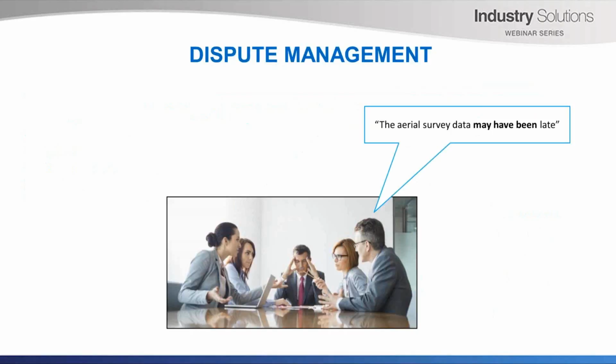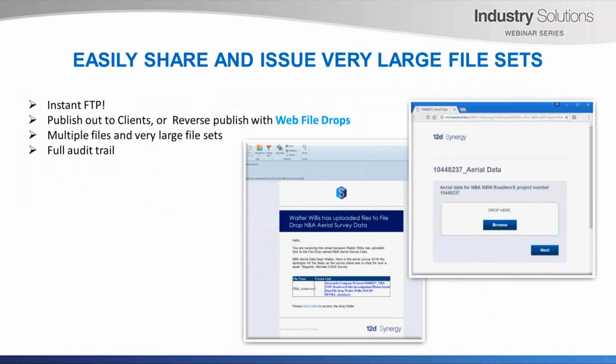Since aerial survey data files can easily be over 10 megabytes, Jacaranda Company uses 12D Synergy's web file drop capability to receive aerial survey data from surveyors. 12D Synergy enables you to securely publish and issue very large file sets with a full audit trail. It's like having instant FTP capabilities without all the setup hassle. 12D Synergy also enables companies to reverse publish or receive files from key stakeholders into 12D Synergy via web file drops.